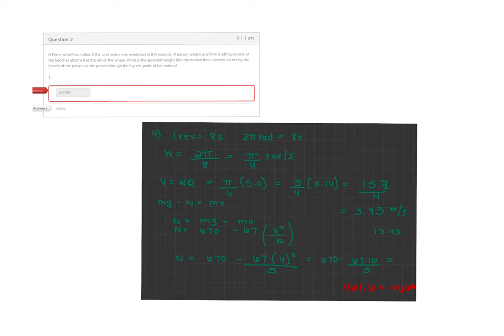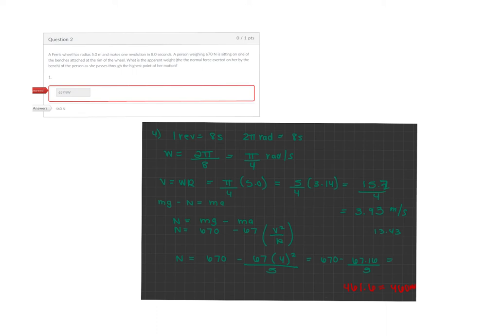It's the weight of the person sitting. That's already with gravity in there. And then we have minus 67 times the acceleration. And the acceleration here for a circle is v squared over r. So now we have N equals 670 minus 67 times our velocity squared. We said it's close to 4.